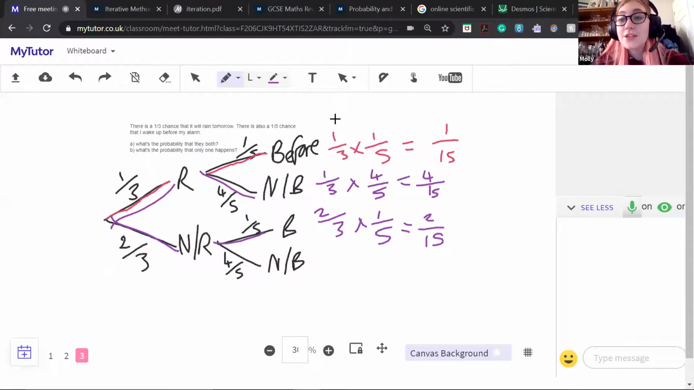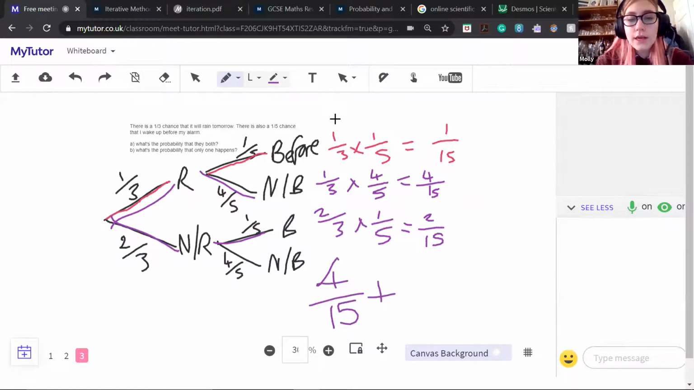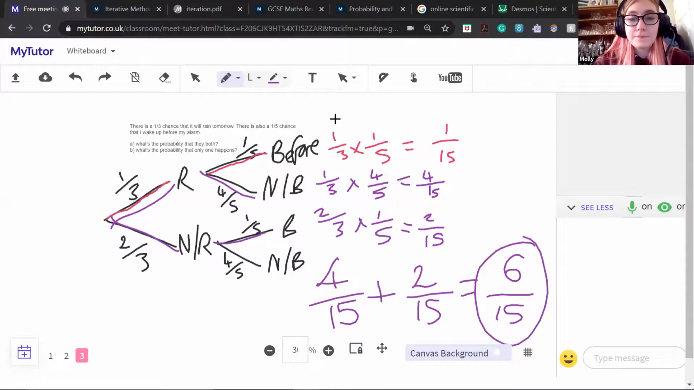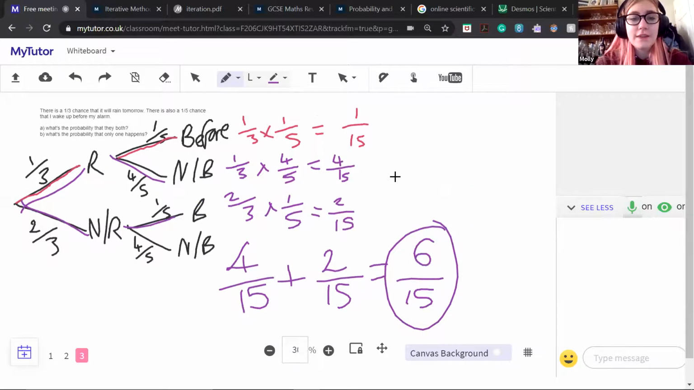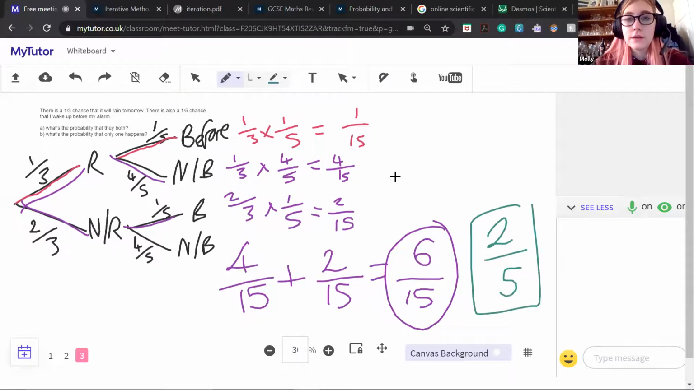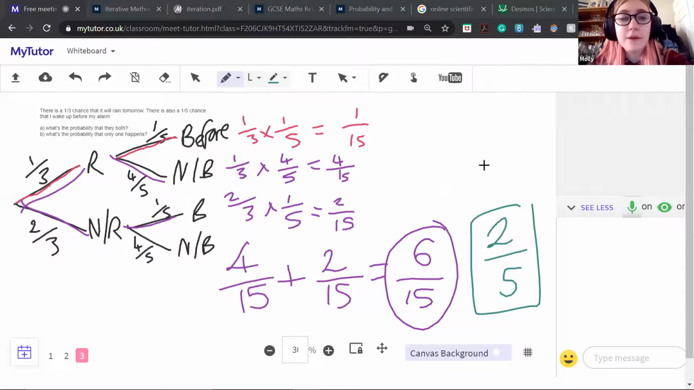Now, you know how I said that and something else happening was multiplying? Well, something or something else happening is adding. So it raining, but me not waking up before the alarm is 4/15, or it doesn't rain, but I do wake up before the alarm, 2/15. Add them together, 6/15, which we can simplify. It's always best to simplify probabilities at the very final stage. We can simplify this by dividing both the top and the bottom by 3 and getting 2/5. So there's 2/5 or a 40% chance that only one of those things will happen.